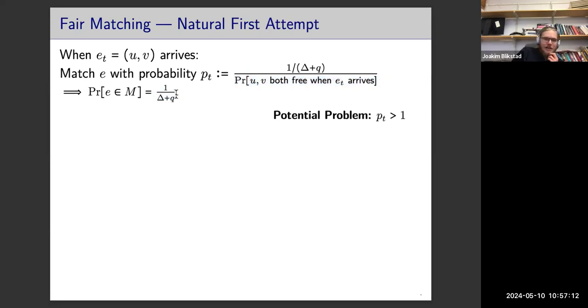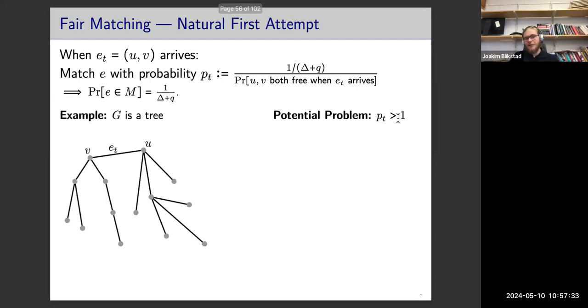So now you might say, oh, this is a perfect algorithm, it's nice, but there's one potential problem: these p_t here, they might not actually be probabilities. You might have accidentally scaled up too much, and then this p_t will be bigger than 1. So it's unclear whether this algorithm works or not. But let's look at an example where it actually works. It works on a tree. And let's look at the analysis here.